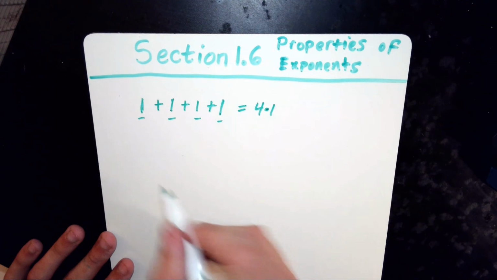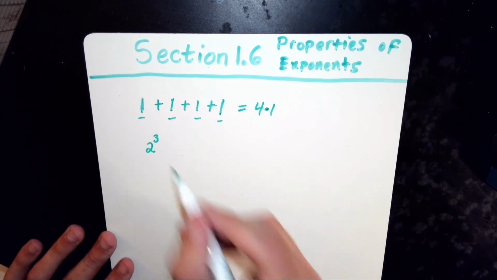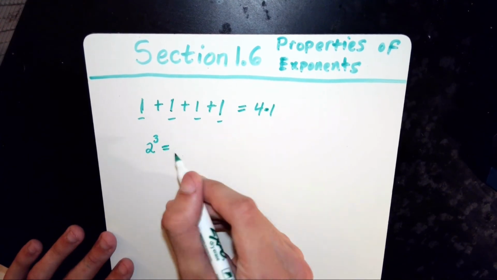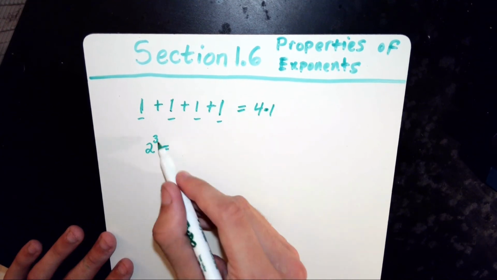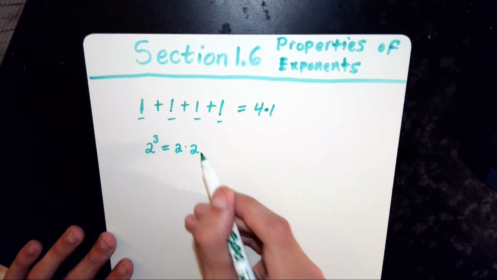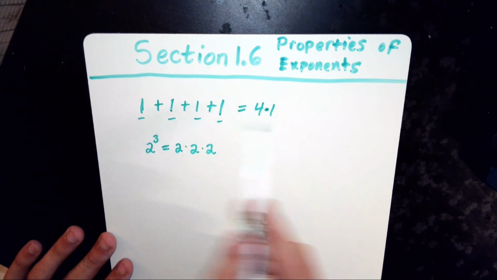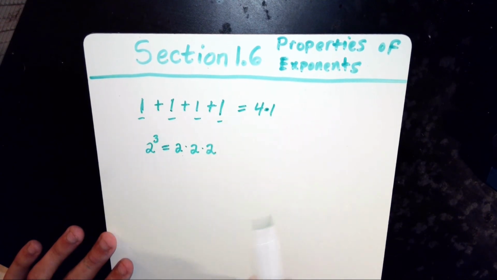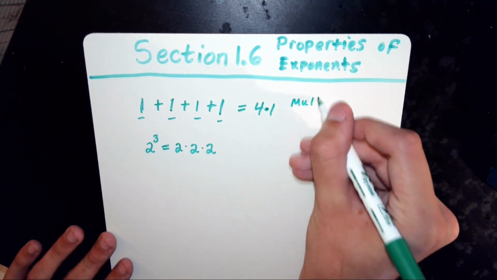Exponents, like let's just say 2 to the third power, are represented by repeated multiplication. So 2 to the third is 2 times 2 times 2. So you can see that multiplication is just repeated addition, and so I'll write that.